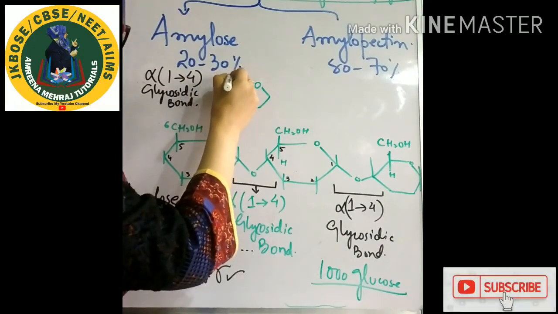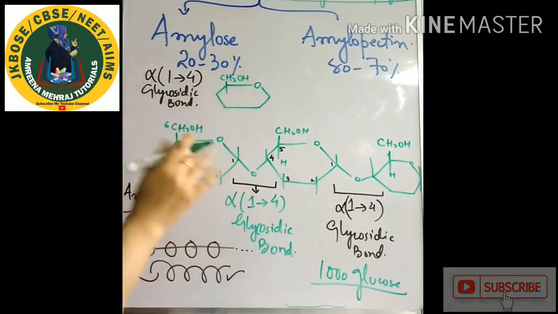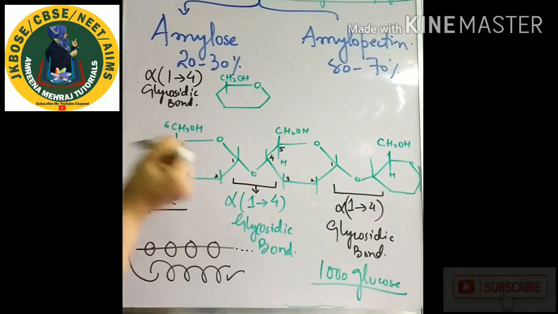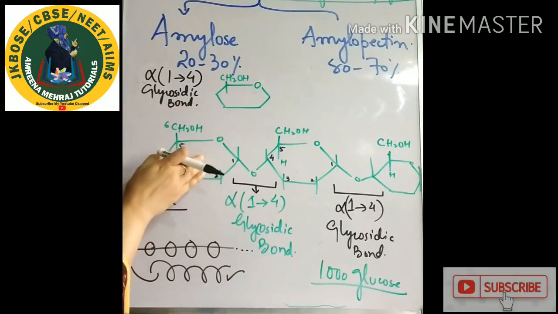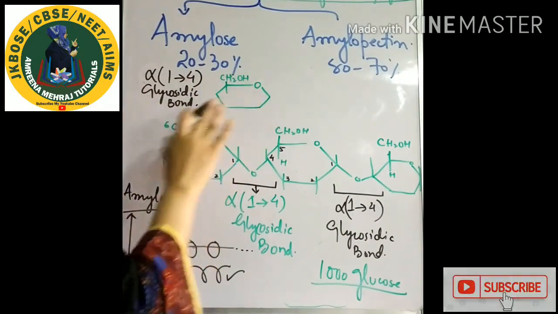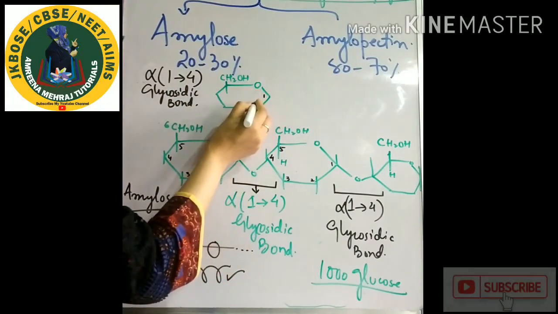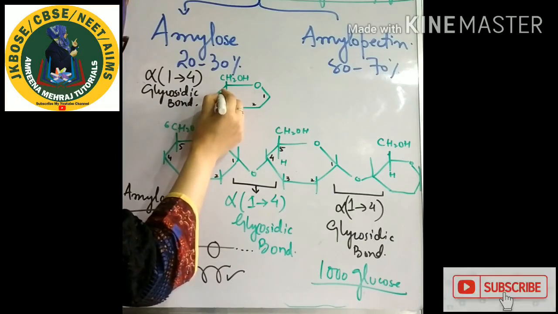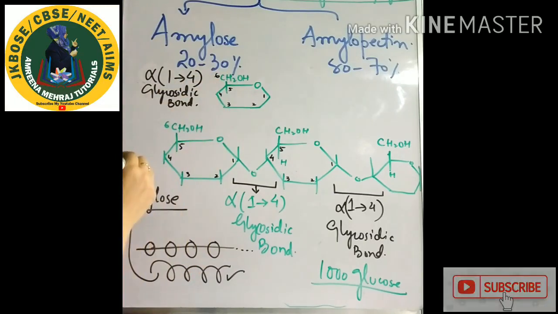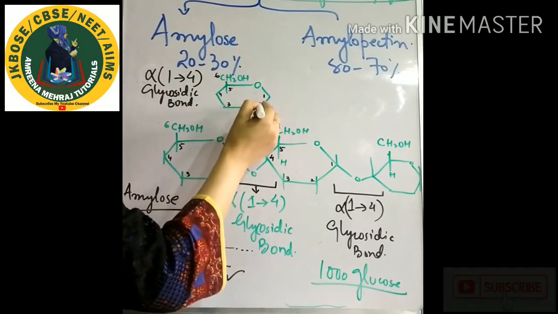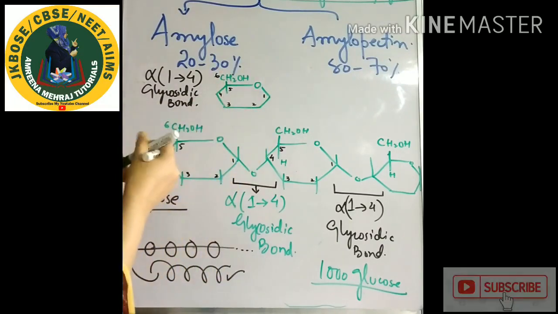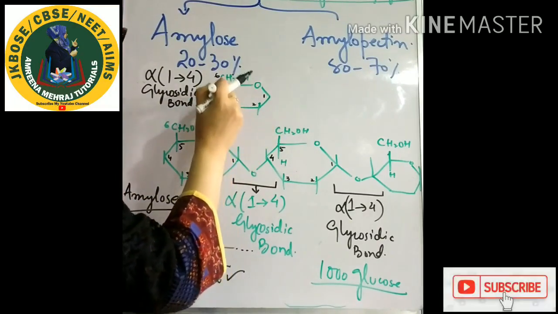This is CH2OH. I hope it's clear. It must be clear because you are familiar with these Haworth projections. I have told you everything about alpha D glucose before in my previous lectures. So this is carbon number 1, 2, 3, 4, 5 and 6. Okay, so again the same thing. Let me show these lines also.